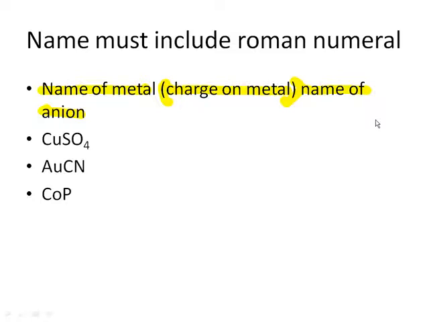So that means the name of this is copper. Oh, shoot. Let's erase. I'm making a mess. My smartboard is not keeping up with me. Copper. Get my mouse out of the way. Roman numeral in parentheses 2, because copper has a +2 charge, and then the name of the anion, which is sulfate.